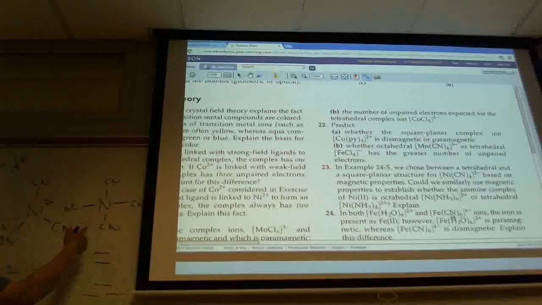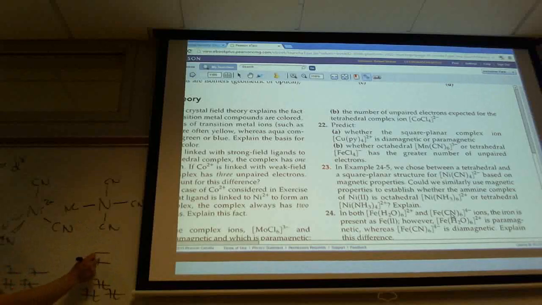Over here, if it's square planar, we get this. 1, 2, 3, 4, and then jump 5, 6, 7, 8. Square planar are always low spin. How many unpaired electrons? 0. And so is it a question between paramagnetic or diamagnetic? No, it's a question between energy.